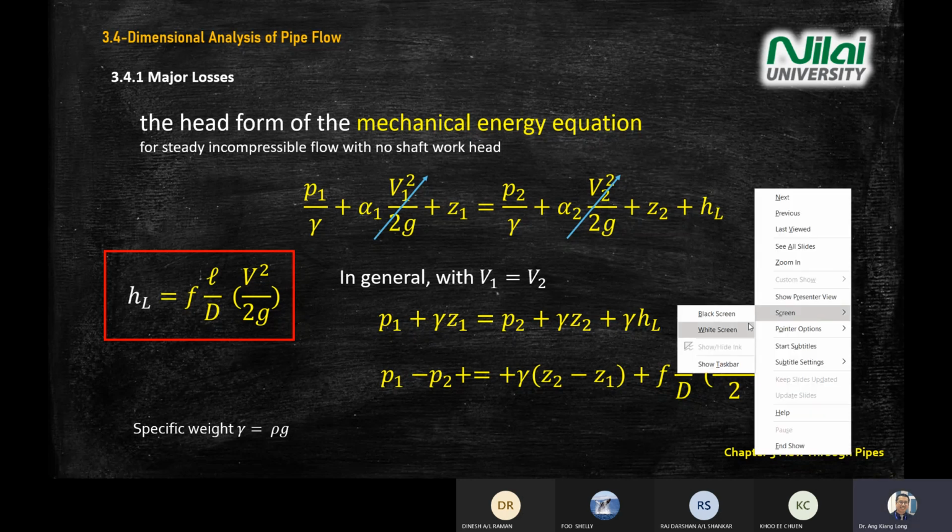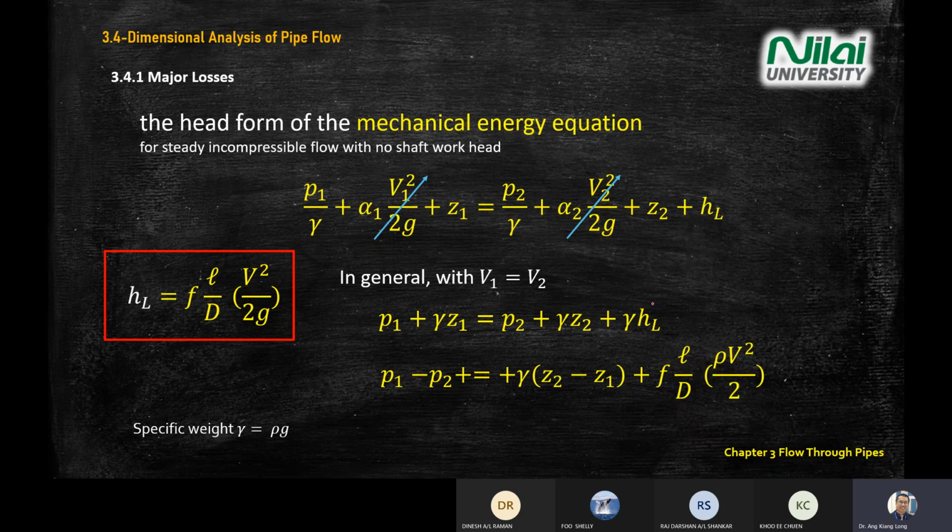And the next one, we substitute your HL with the Darcy-Weisbach equation. I highlighted it in the box on the screen. You substitute the Darcy-Weisbach equation inside here. You get this form.